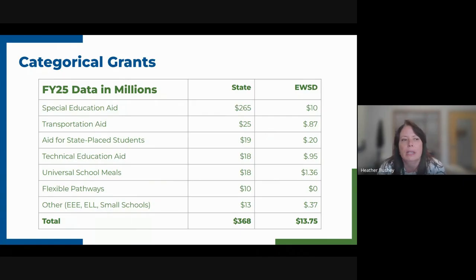And I will say that I don't think that we've had a year where we've bumped up against the cap. So we are getting 50% reimbursement on the dollars that we spend. Thank you for that.